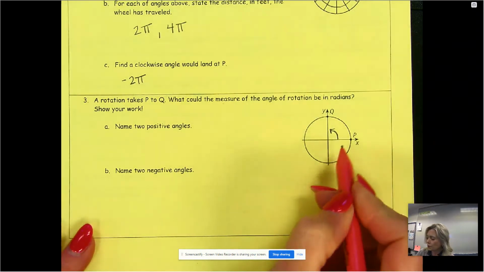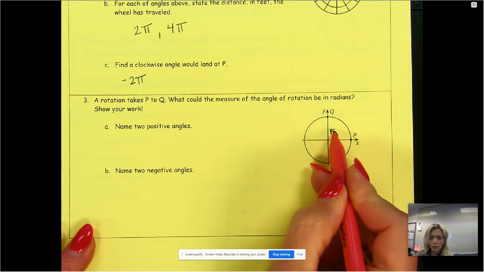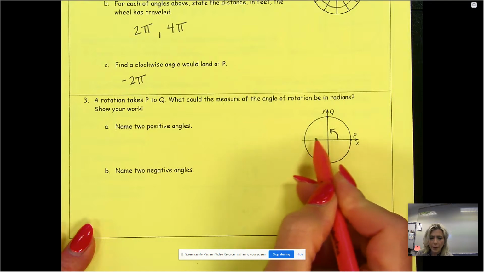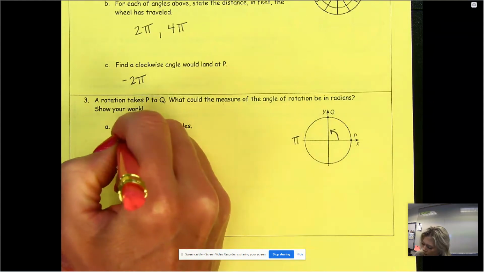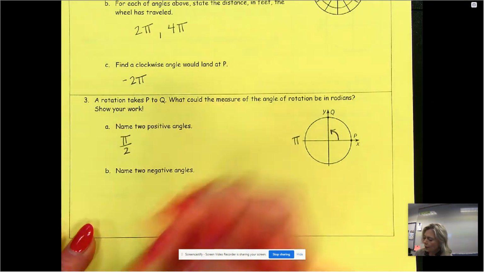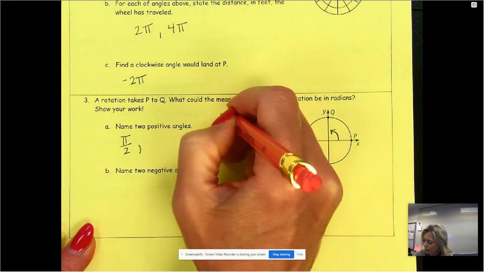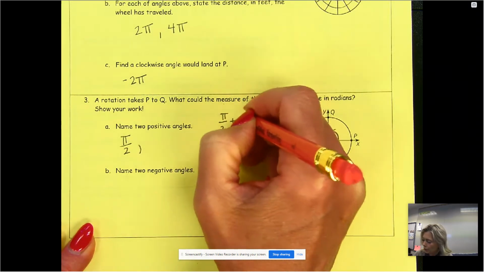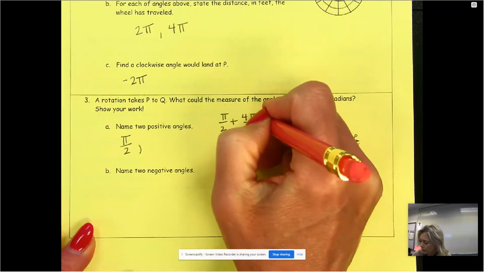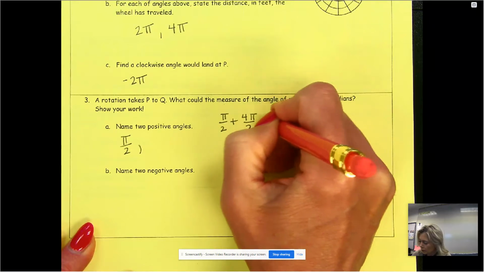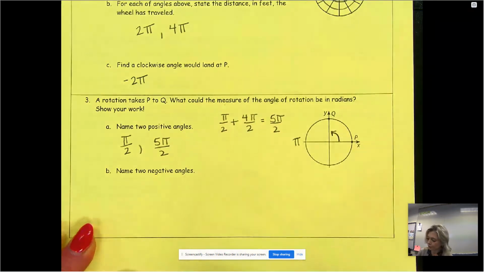Number 3, a rotation takes P to Q, so from here to here. Find 2 positive angles. So all the way around the circle is 2 pi. So this is 1/4 of the circle, or 1/2 of pi, since pi is over here. So the easiest one would just be pi over 2. But then you could add a full lap to it. So pi over 2 plus 4 pi over 2, which is 2 pi, is equal to 5 pi over 2. So 5 pi over 2.